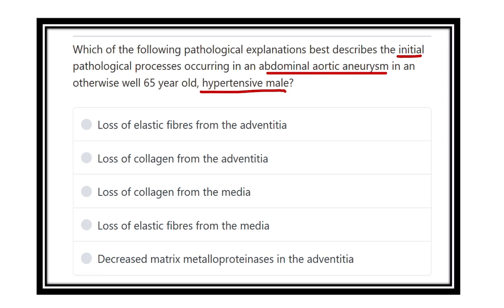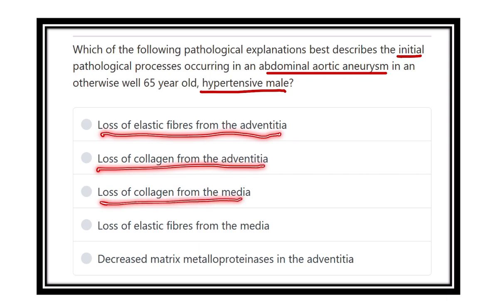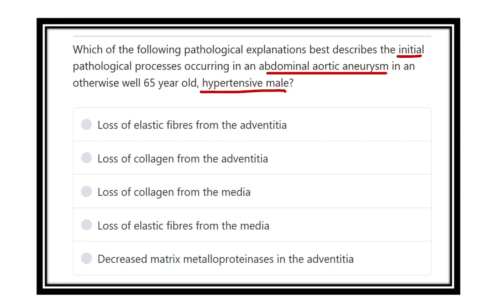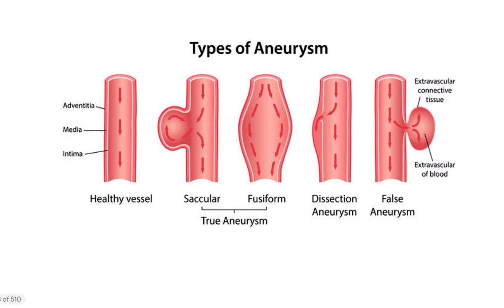Here are the options: loss of elastic fiber from the adventitia, loss of collagen from the adventitia, loss of collagen from the media, loss of elastin fiber from the media, and decreased matrix metalloproteinase in the adventitia. So we have to find out one of the answering options. First of all, let's see the normal blood vessel.